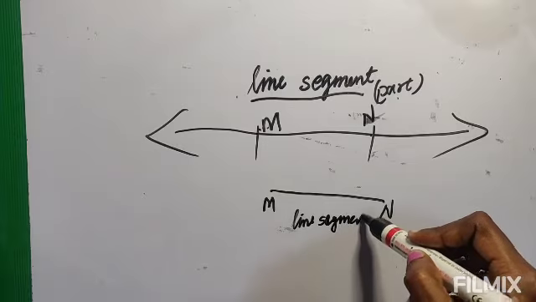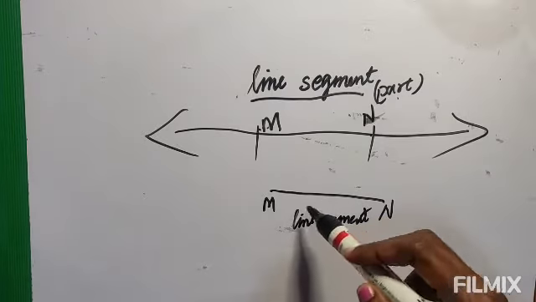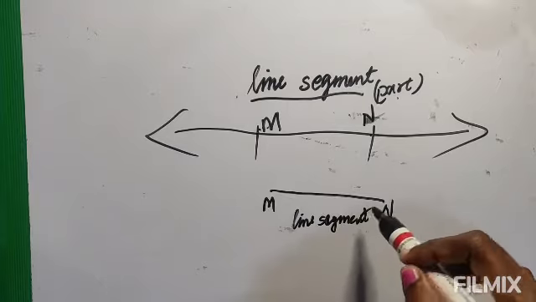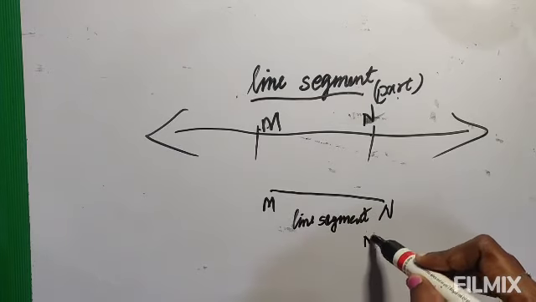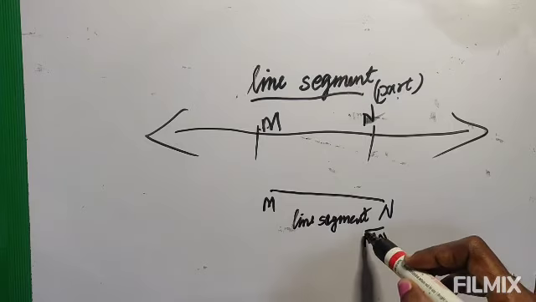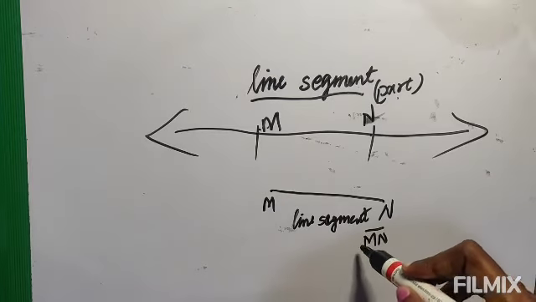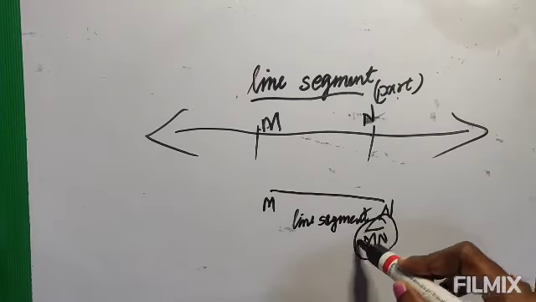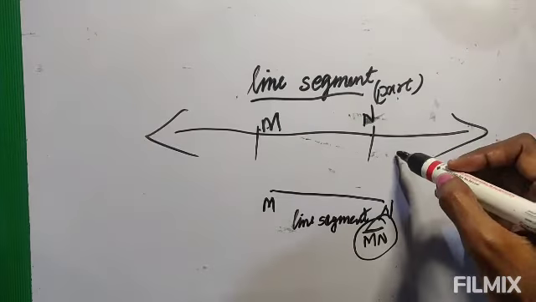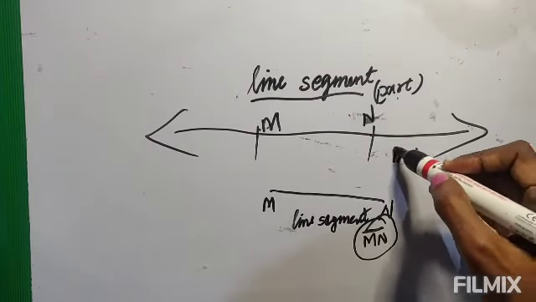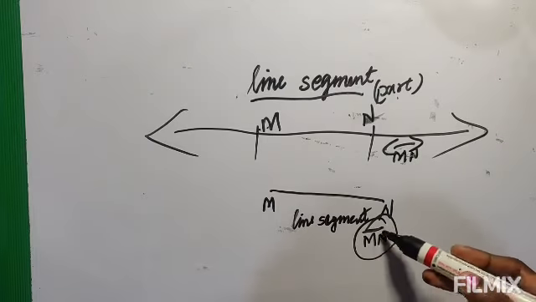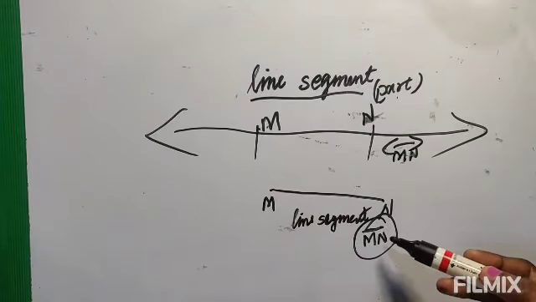So the line segment is denoted the same way as I mentioned for line. If you are denoting it with the 2 points, then you will use capital letters. So this will be MN, and on the top like this, without arrow mark. Line segment will be denoted without arrow mark. If it is a line, we denote it with an arrow mark. But this is a line segment, so we write without arrow mark.